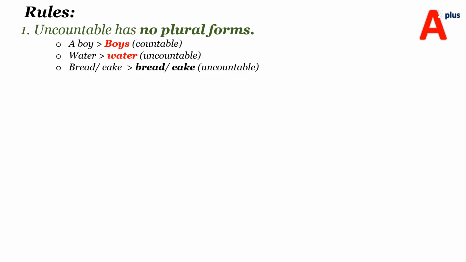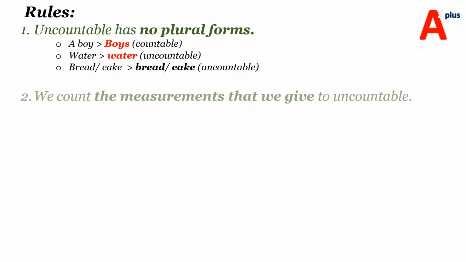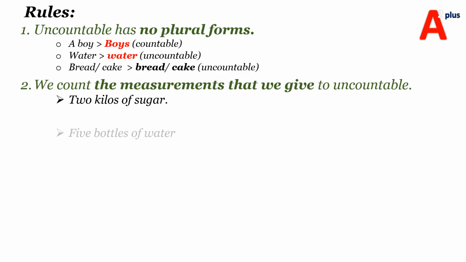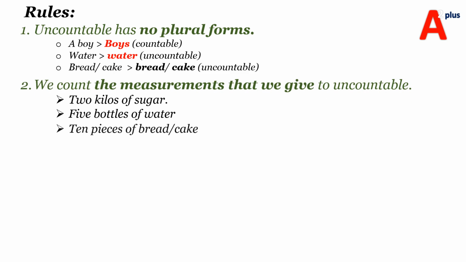Bread and cake are also uncountable nouns. Why are they uncountable nouns? Because they are made from flour, right? They are directly transformed into bread, and we cannot count flour, just like teff, we cannot count it. And if we cannot count it, then neither can we count bread.